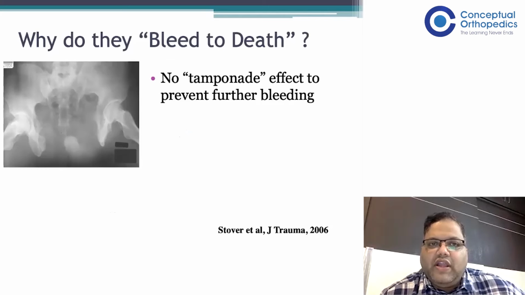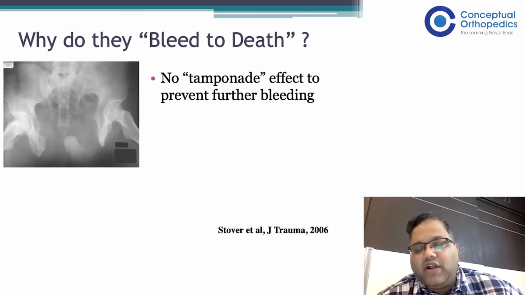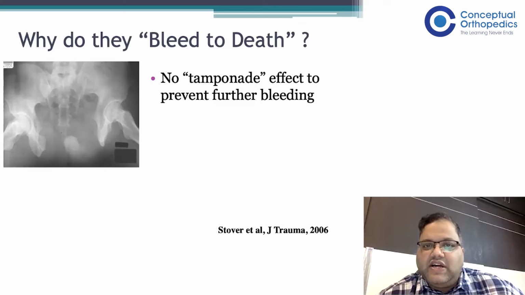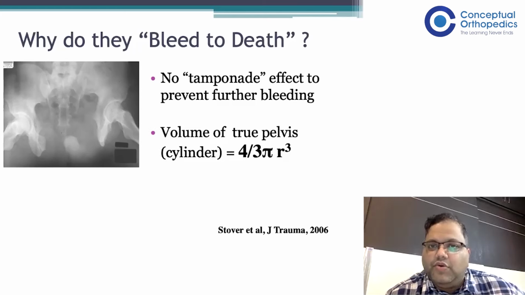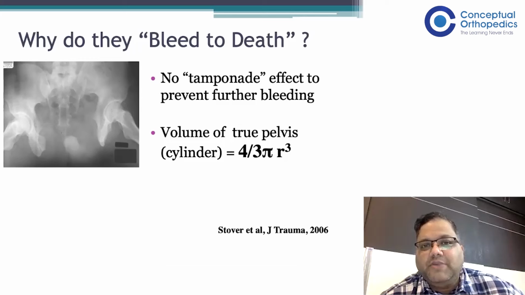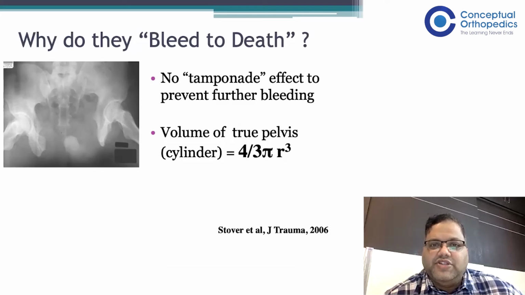Now, in any other cavity, if we consider the intra-abdominal cavity or intrathoracic cavity or even the intracranial cavity, once the bleeding starts, because of the increased pressure within the compartment, the tamponade effect prevents or rather stops further bleeding. But that doesn't happen in the pelvis, because we know that the volume of a sphere is 4/3 pi r cube. So volume is directly proportional to the third power of the radius, right? So it is exponential. So when the radius expands, when there is a pelvic injury, there is no restraint for how much the pelvis can expand.